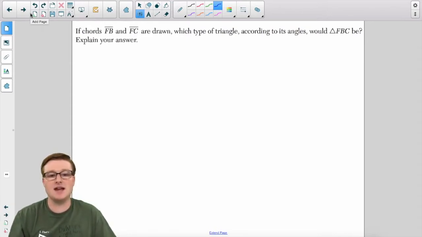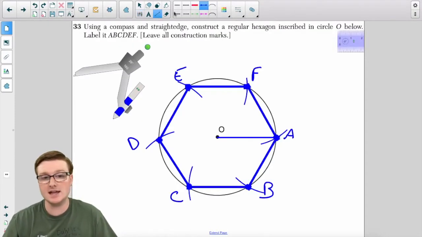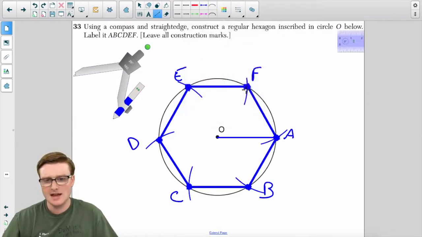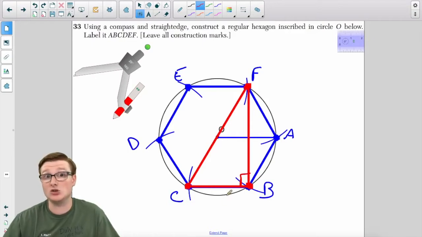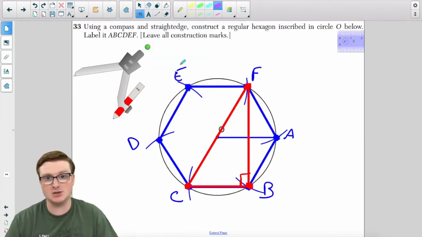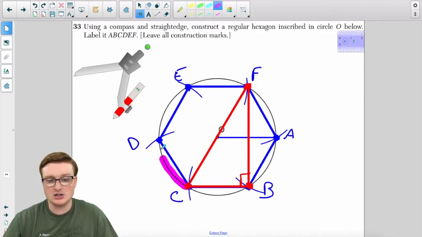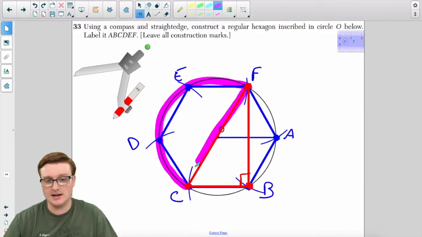It says, if chords FB and FC are drawn, which type of triangle, according to its angles, would triangle FBC be? And explain your answer. So we need to say to ourselves, well, FBC is right here. What type of triangle is that? Well, that is a right triangle, with angle B being your right angle, because this type of angle here is an inscribed angle. And by definition, an inscribed angle is 1/2 the arc it intercepts. This angle intercepts this right here.